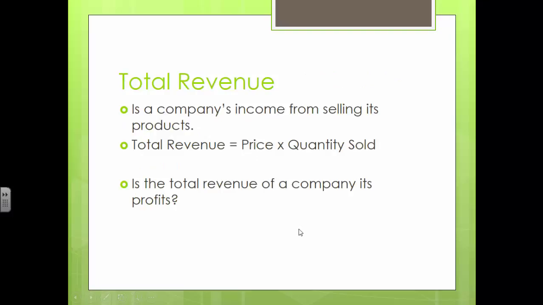So let's talk about the other way now, total revenue. We have to understand what total revenue is before we can look at the other way to find elasticity. Total revenue is a company's income from selling its products. So total revenue is the price times quantity sold. That gives you your total revenue. So let me ask you a question. Is the total revenue of a company its profits? Let's think. Revenue, does that equal profits? The answer is no. Revenue is not the same as profits, at least not in the language of economics. Profits is revenue minus your costs, just FYI.